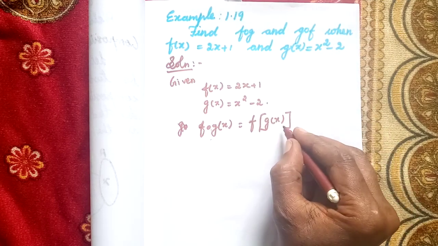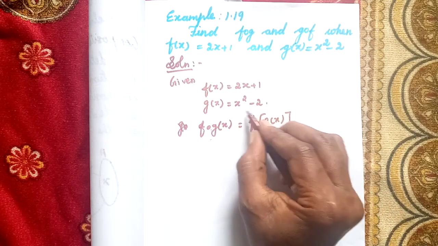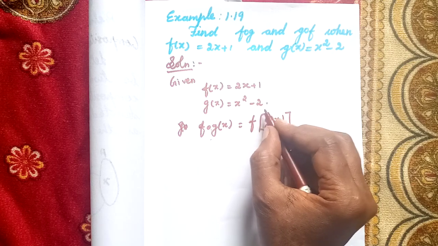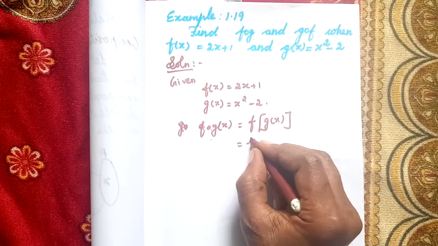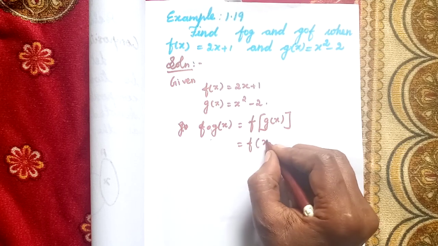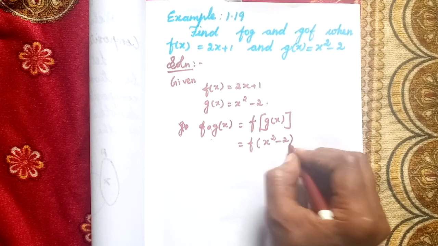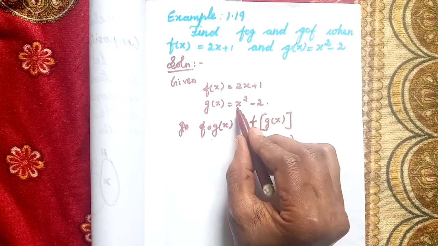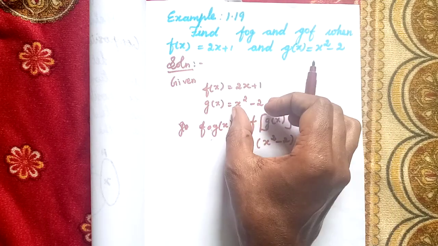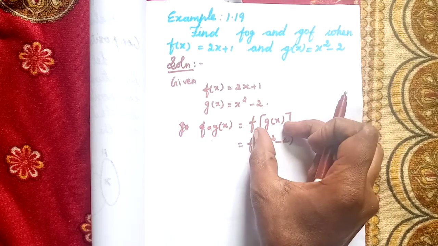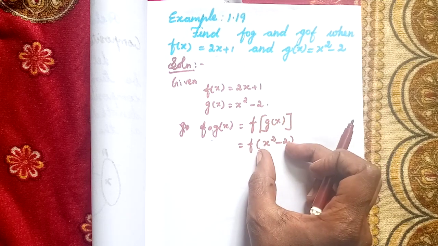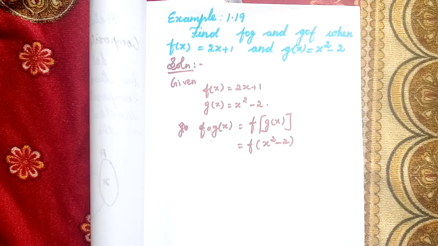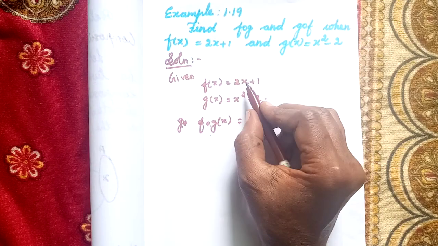First, we have to substitute the value of g of x. g of x value is what? x square minus 2. x square minus 2 you want to substitute here. So, f of x square minus 2. Listen carefully. First, f of g of x: in place of g of x, you have to replace x square minus 2. Clear?